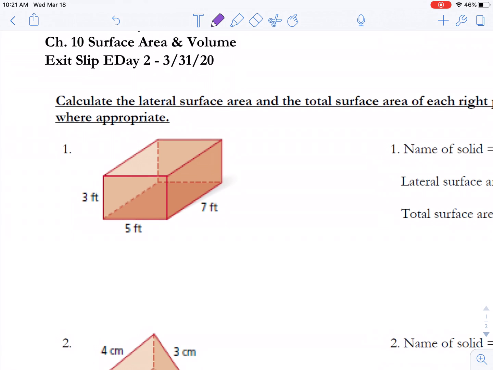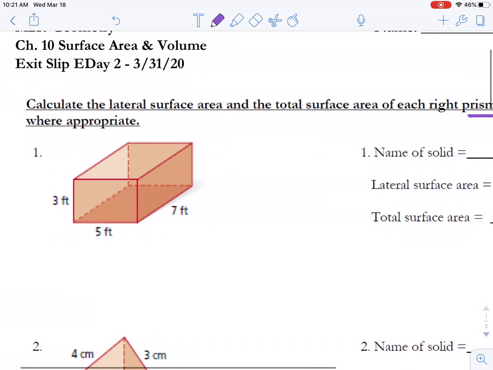I had mentioned this with the last exit slip, that with rectangular prisms, it's kind of hard. You don't really know which one is the base because it just depends on which rectangle you look at. So our lateral surface areas might be different depending on which rectangle you chose as your base, but our total surface areas will be the same. For me, I'm going to choose the front and the back rectangles as my bases. If you chose the top and the bottom or the sides, then our lateral areas will be different, but our total surface areas will be the same.